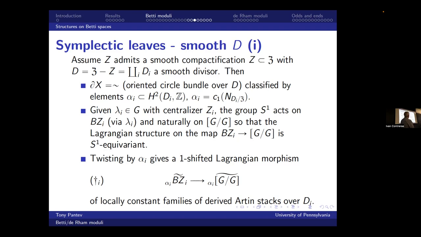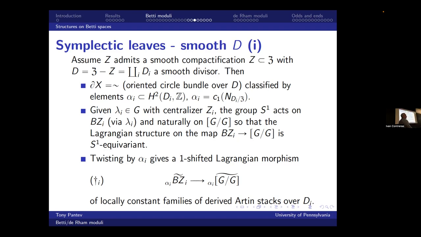And if you take now an element in the group G with a given centralizer, so you need to do this construction about the local monodromies at infinity, but the construction is now naturally twisted by a little bit of gerbiness, which is coming from these characteristic classes of the circle bundles. So what you need to do is take the action of the circle on the centralizer of an element. So the circle acts on the classifying stack of any group and on G mod G by the element lambda I. And the Lagrangian structure on the map from B of ZI to G mod G is S1 equivariant. So now you need to take that Lagrangian structure and twist it by the circle bundle given by alpha I.